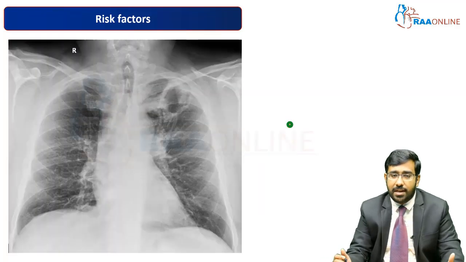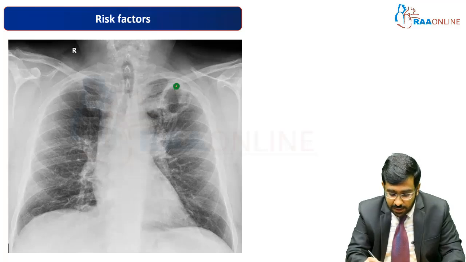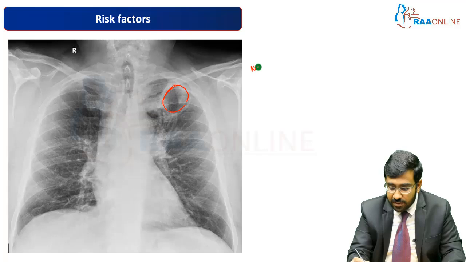This is what I explained, and here you are able to see a particular cavity. So this is a cavity. This is a known case of pulmonary tuberculosis with cavitation.